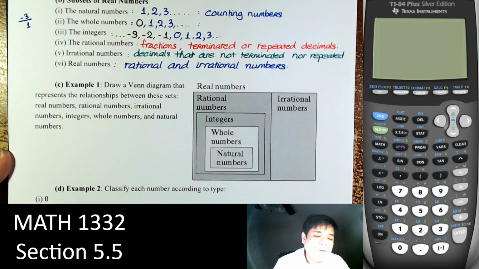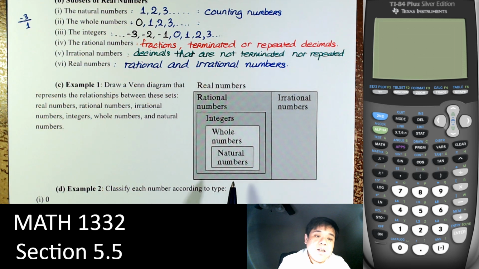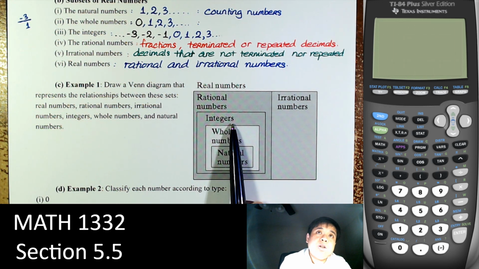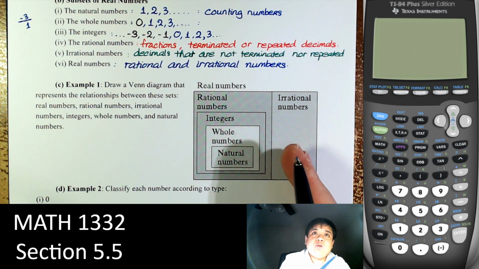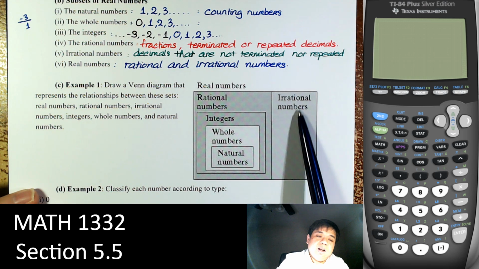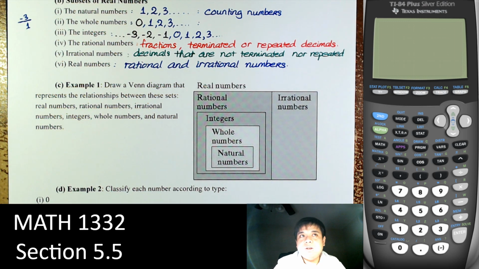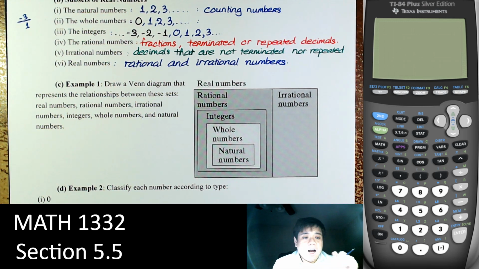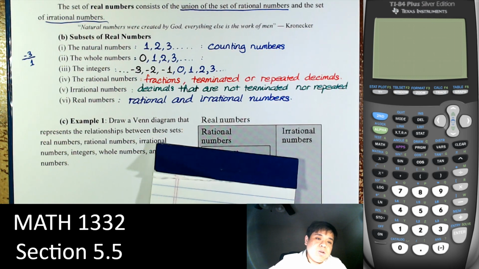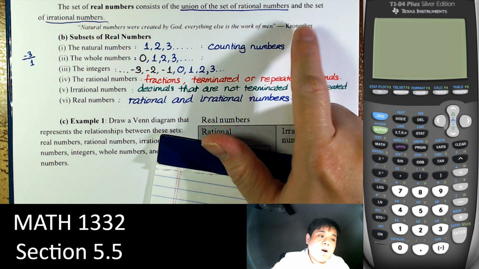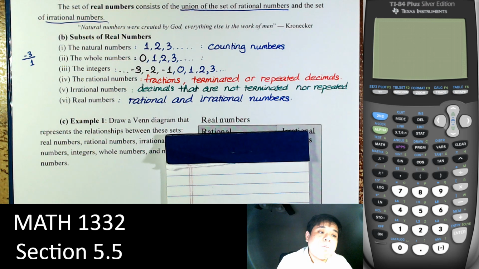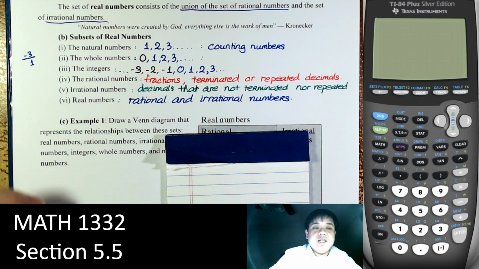Now if we draw a Venn diagram, we have something like this. The natural numbers inside of the whole numbers, inside of the integers, inside of rational numbers, and then rational numbers and irrational numbers are two different things. Combine them together, we have real numbers. Right. Before we continue, I just want to elaborate a little bit on this quote. It said, natural numbers were created by God, everything else is the work of man.